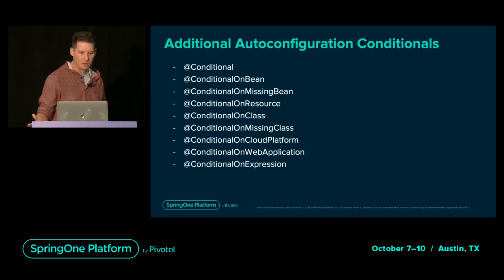And I guess last of all, there's many other out-of-the-box ways to determine whether or not you should be enabling this functionality. Here's just a handful of the out-of-the-box conditions: on a bean, whether it exists or it doesn't in the application context, whether there's a file on the file system or class path, whether there's just a class on the class path, whether you're running in Cloud Foundry or Kubernetes or Heroku or something like that, or even if you're a batch application or not. And if any of these don't meet your needs, that @Conditional actually takes in a condition interface that you can implement with any custom logic that you need to.